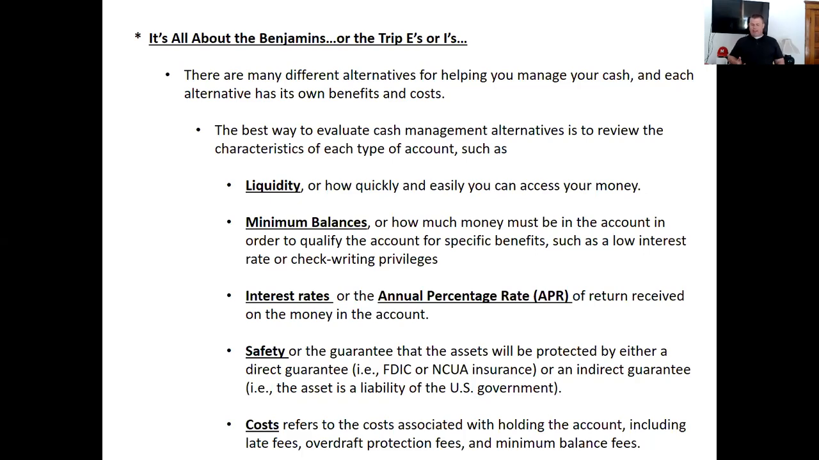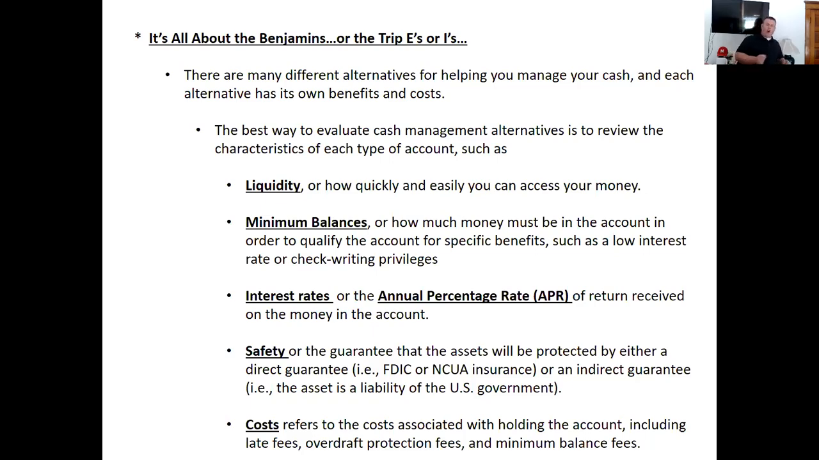An indirect guarantee is something that, if the asset is a liability of the U.S. government, the U.S. government is really, really, really, really unlikely to default on its debt. That would be a huge thing in the world if the U.S. ever said, I can't pay this debt. And that is true for any country.